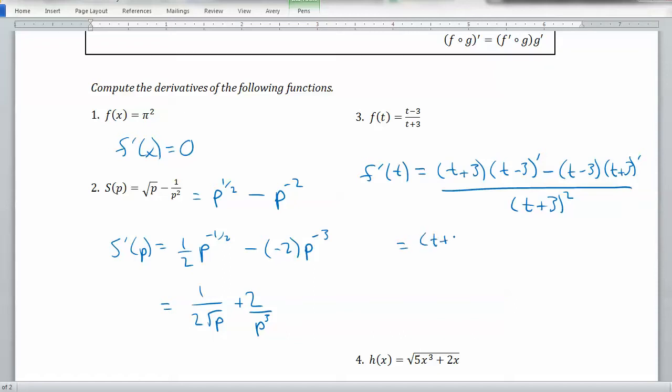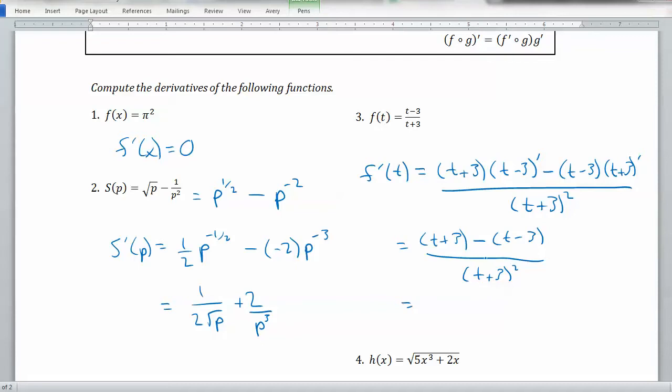We get t plus 3 times just 1 minus 0, right? So that just goes away. It's just 1. So it's this times 1 minus t minus 3, and then this derivative is also 1. So I could write times 1 here, or I can just leave it like that. And we're still over t plus 3 squared.